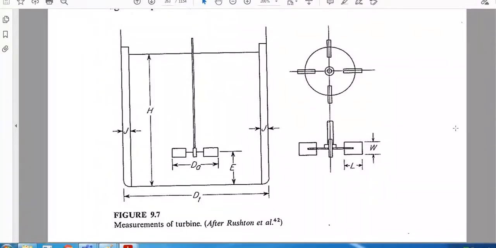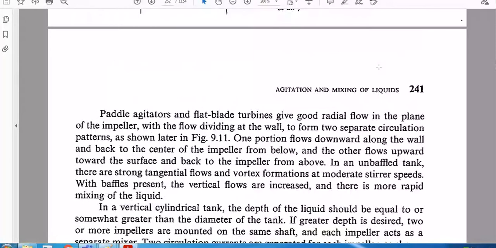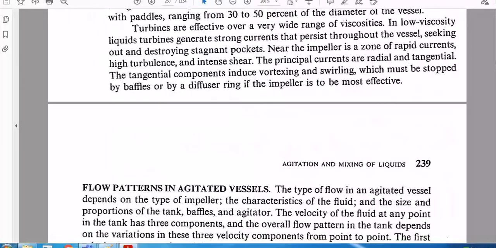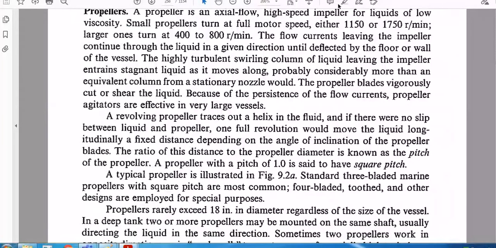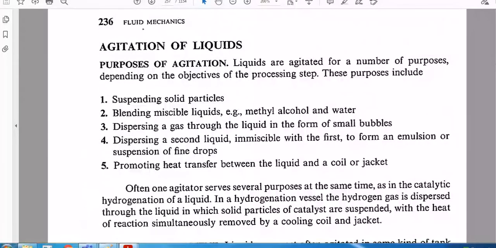Now, one more big question. What is the significance of the agitation vessel? There are 4 points in our syllabus. Let us see those 4 points before we wind up this class. Purpose of agitation.